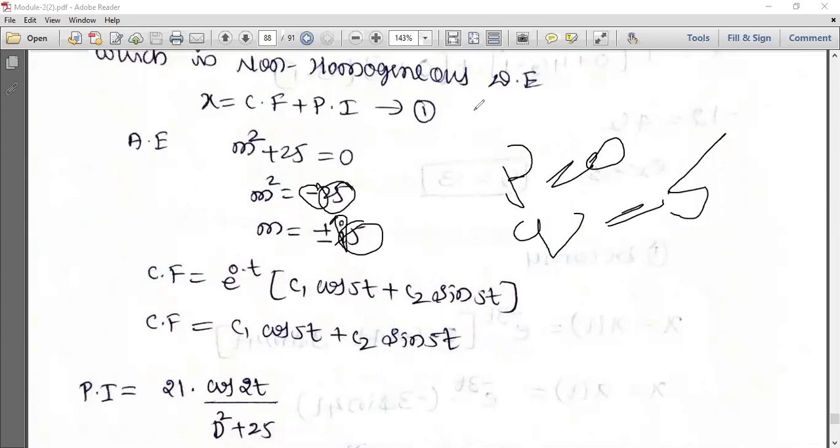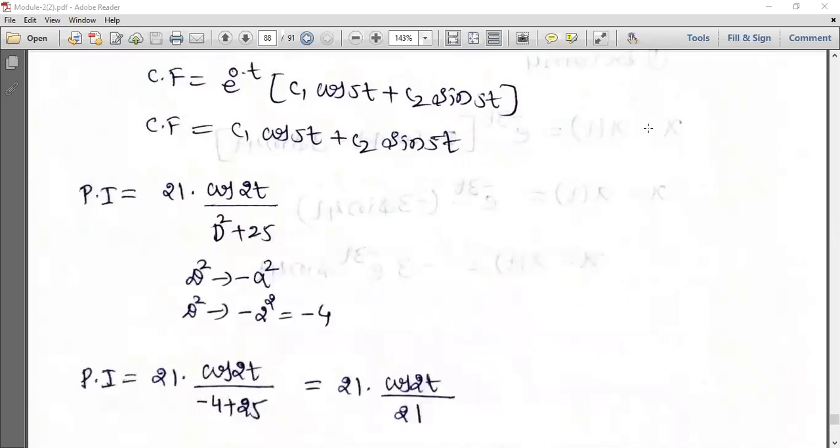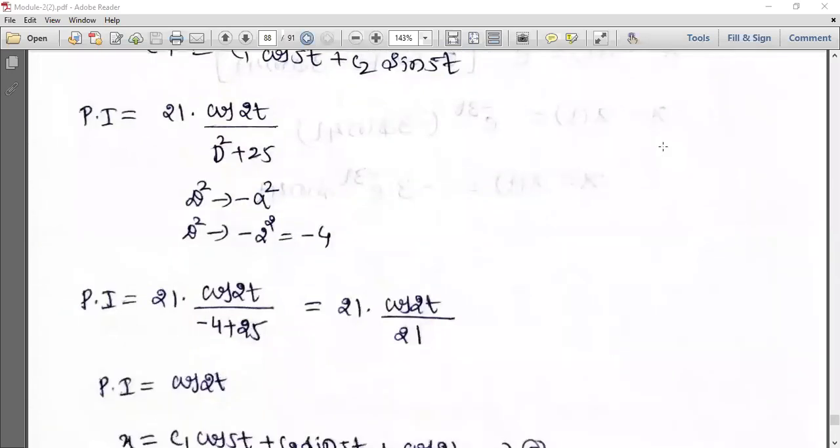Therefore, the particular integral is 21 into cos of 2t divided by D square plus 25. So it comes under type 2. See, this is coming under type 2. So in type 2, what we are doing? We are replacing D square by minus a square.